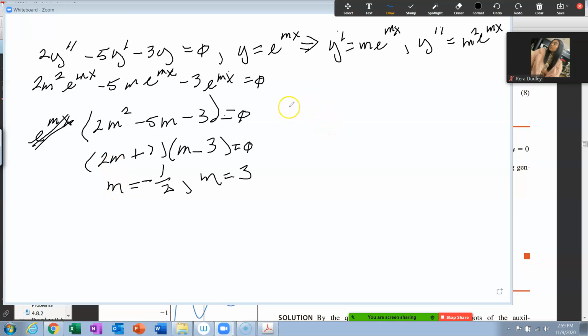Well, what's your solution then? Y is equal to C1 e to the minus x over 2, that's from the m equal minus 1/2, plus C2 e to the 3x. Okay. Now that's our solution. We weren't given initial values, so we can't figure out what the C1 and C2 are, but that's your general solution. Let's see how they did. Y is equal to C1 e to the minus x over 2 plus C2 e to the 3x. Got it. Okay. So there's your first case.